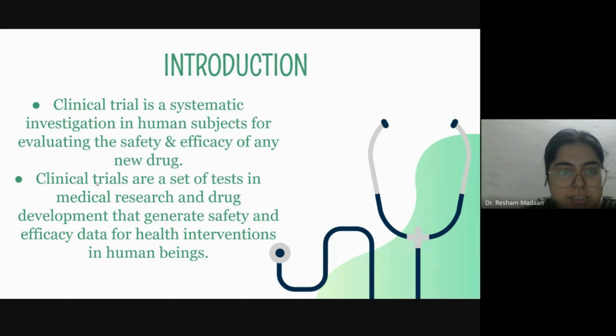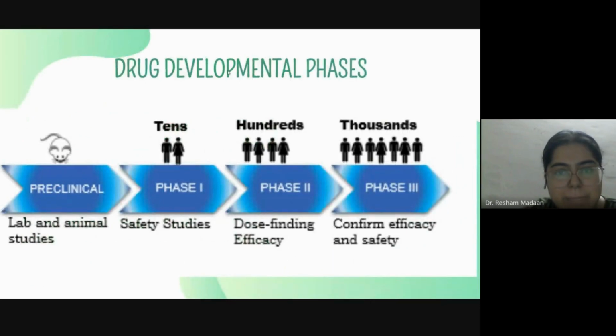the drug. Clinical trials are a set of tests in medical research and drug development that generate safety and efficacy data for health interventions in human beings. Basically, we check the drug majorly for its safety and efficacy, so that we know what effects it will have on our health. Then we have the drug developmental phases.